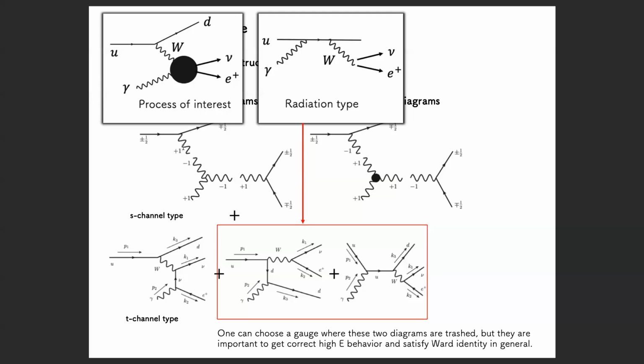If you choose a particular gauge, then you can find that all the contributions from the radiation type are pretty much suppressed, and the dominant contribution comes from the process of interest. Okay, in this case, unlike the 2-4 process, here we have a t-channel-like process, and then we also have an h-channel-like process here, and both of them can interfere with SM.